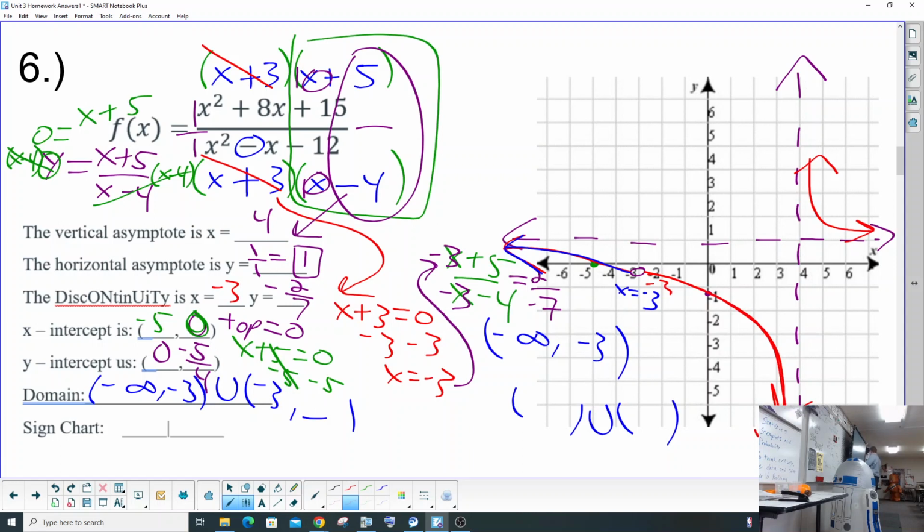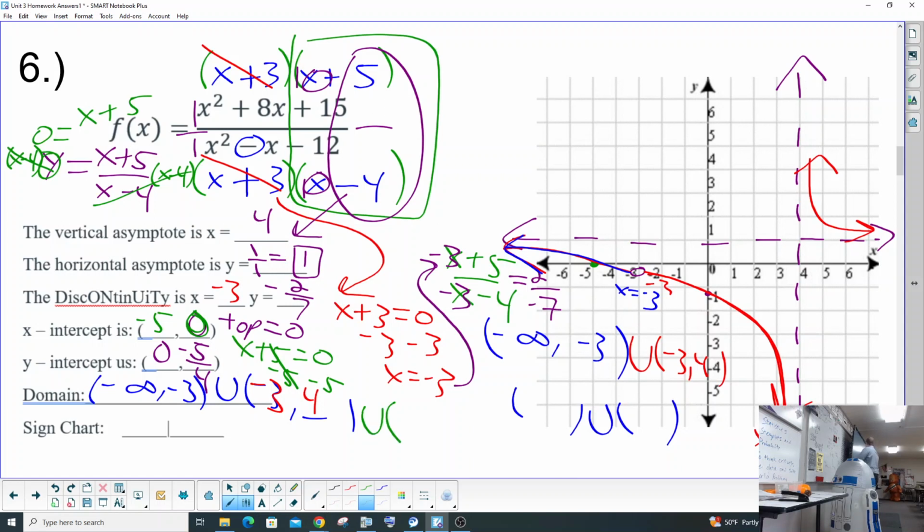And that's at x equals 4. So we're going to go ahead and go in union with negative 3 to 4, which is the x value of our hole to our vertical asymptote. Make that red. Last but not least, make it green.